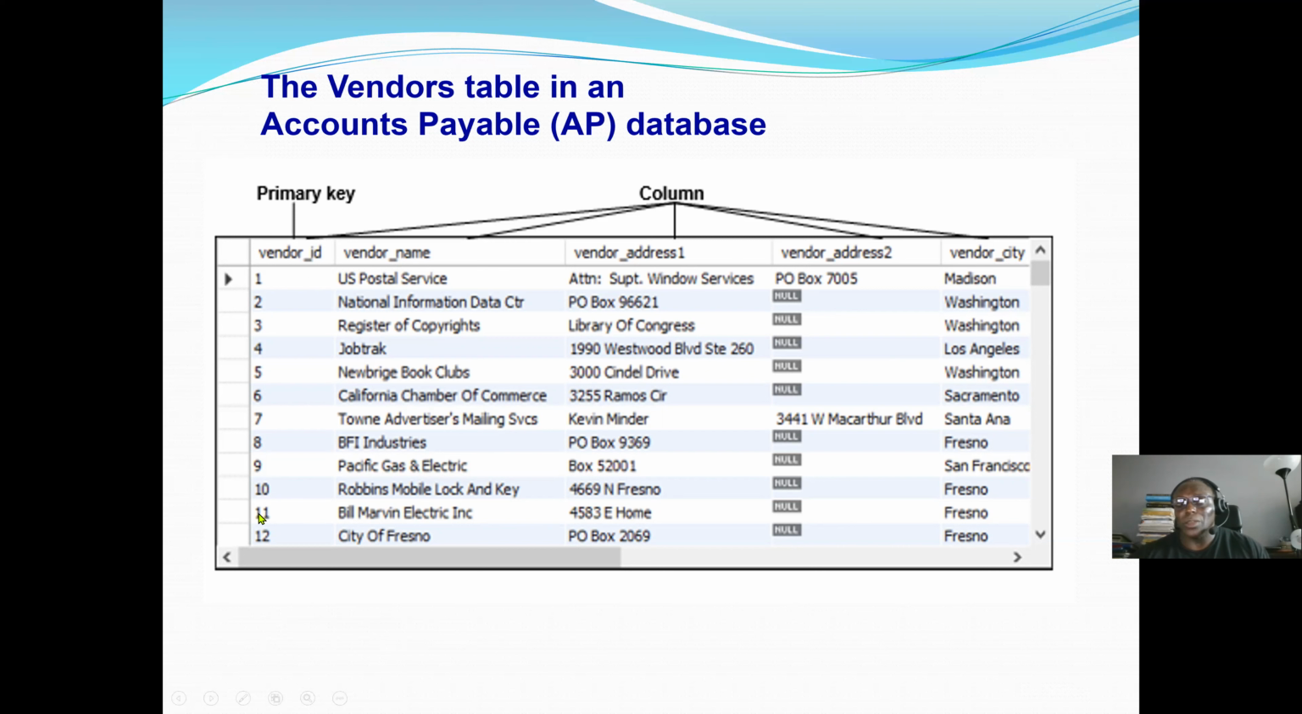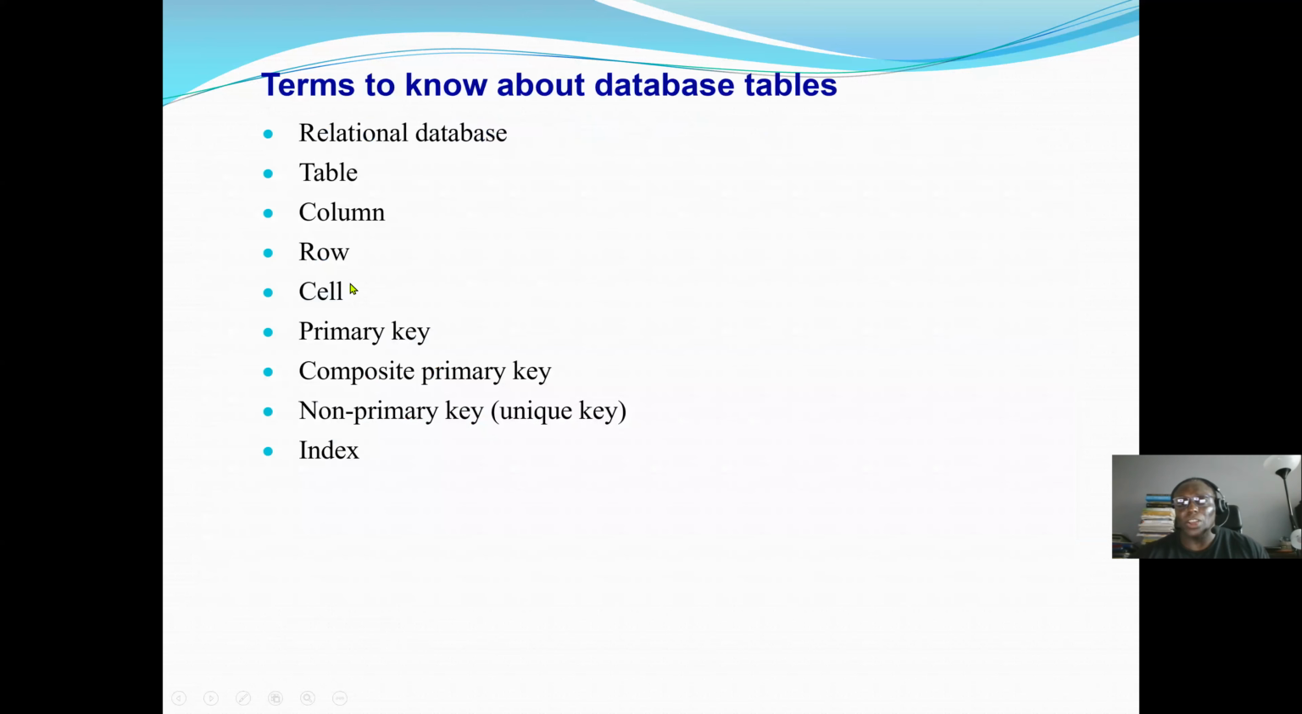We can't repeat the same number twice. We may discuss primary key and foreign key again in our future lectures. So the term we have to know in Unit 1 or Chapter 1 of our course is what is a relational database. A relational database, again, is a database that normally consists of tables.